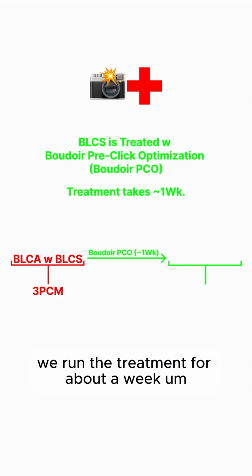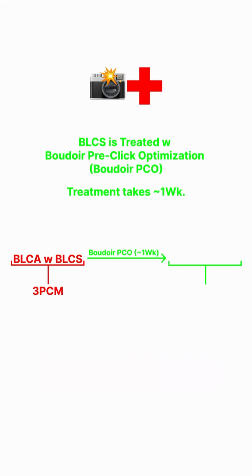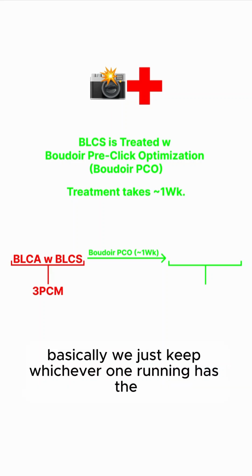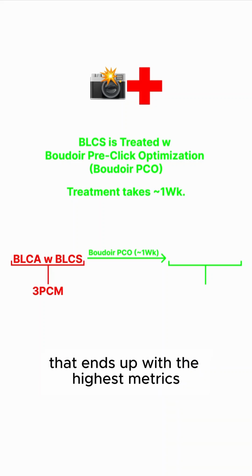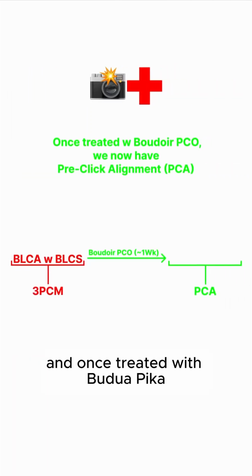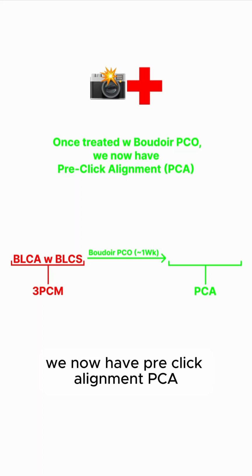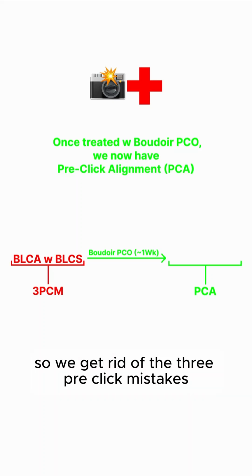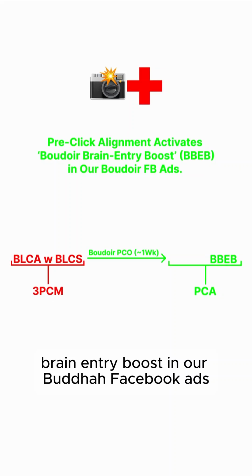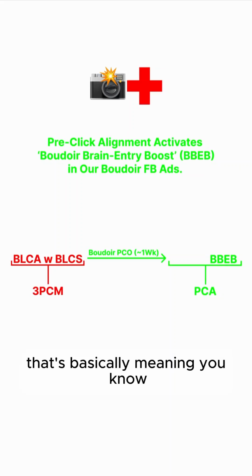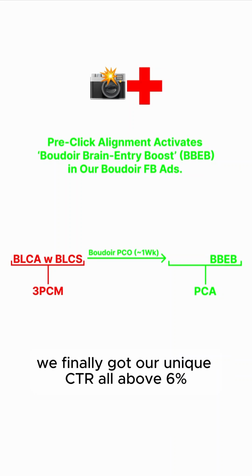We run the treatment for about a week. After about a week, we just keep whichever one is running with the highest metrics, and it's always been the Boudoir Pico treated ad that ends up with the highest metrics for unique CTR all. And once treated with Boudoir Pico, we now have pre-click alignment, PCA. So we get rid of the 3 pre-click mistakes, and instead we achieve pre-click alignment. Now, pre-click alignment activates Boudoir Brain Entry Boost in our Boudoir Facebook ads. It basically means we finally got our unique CTR all above 6%.